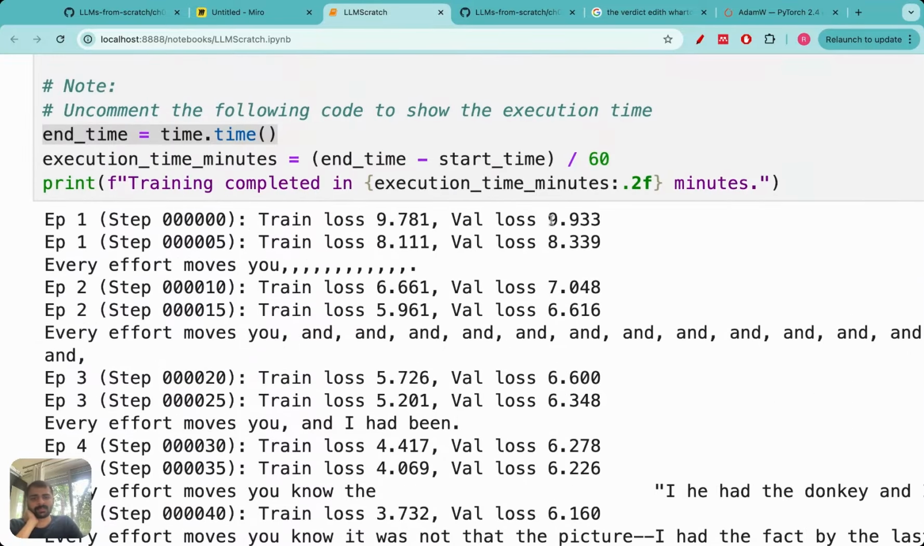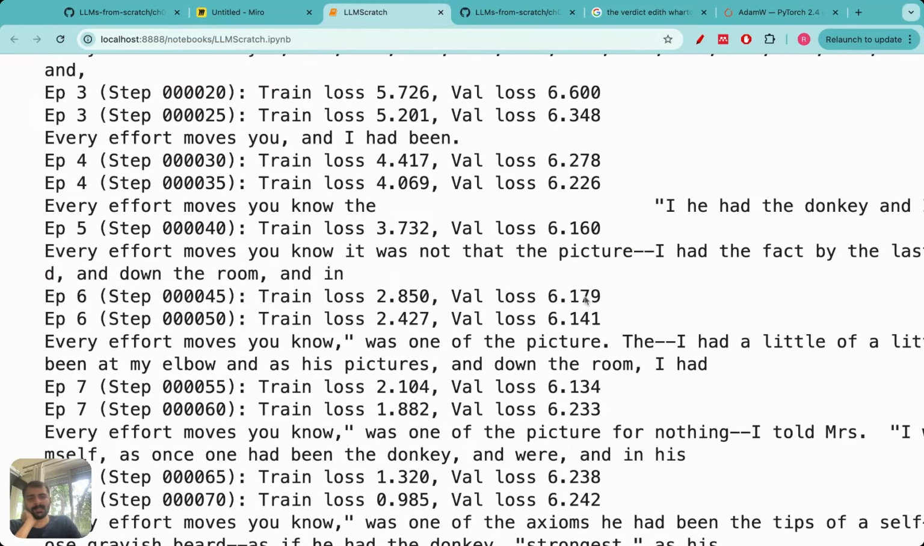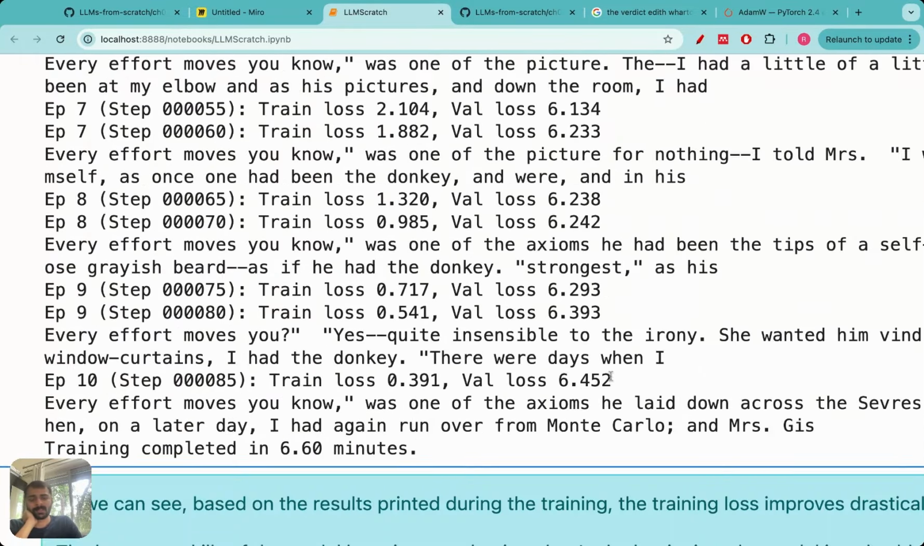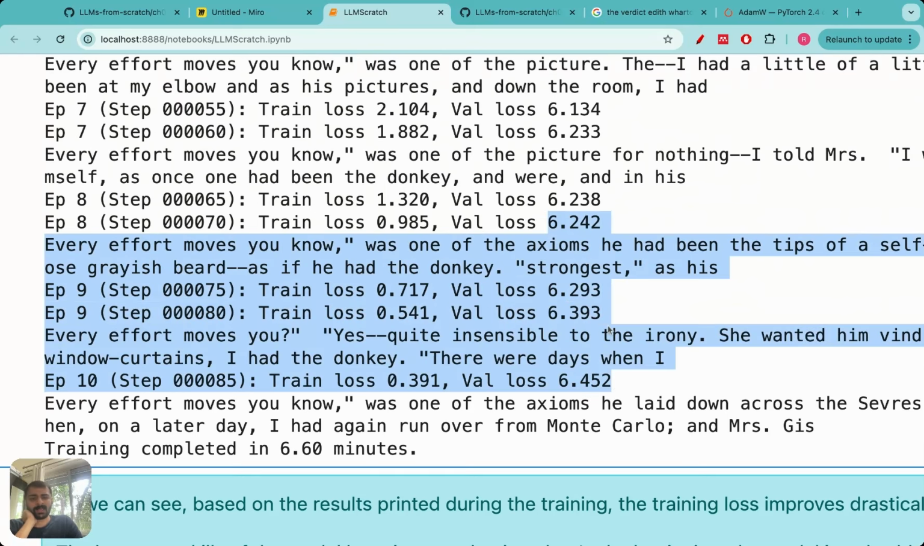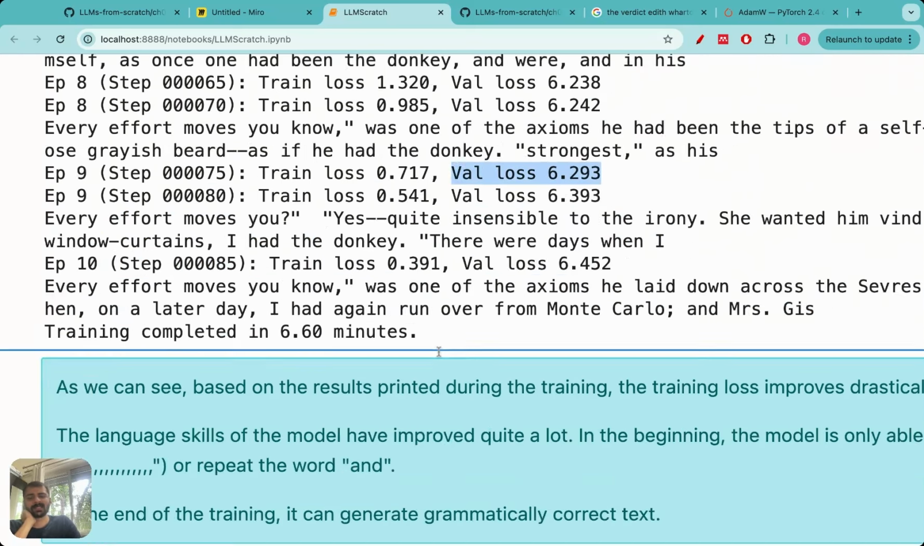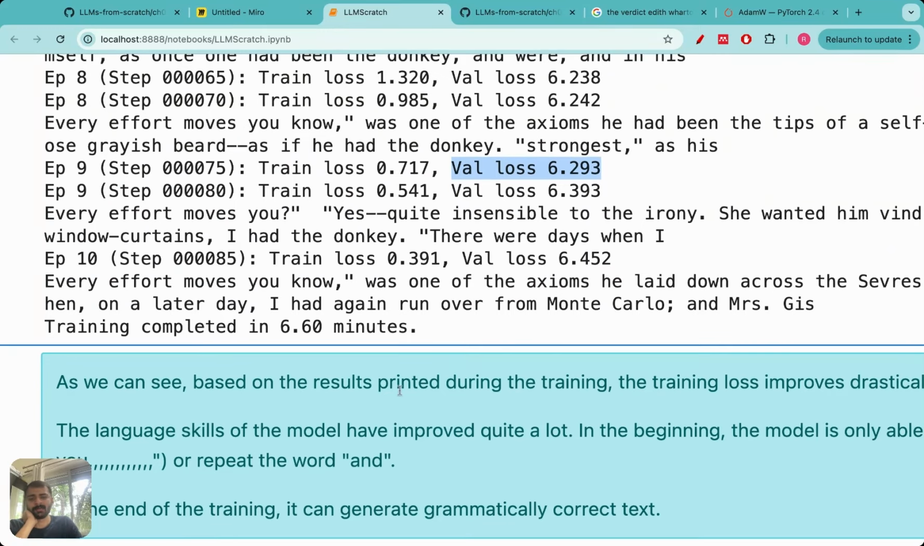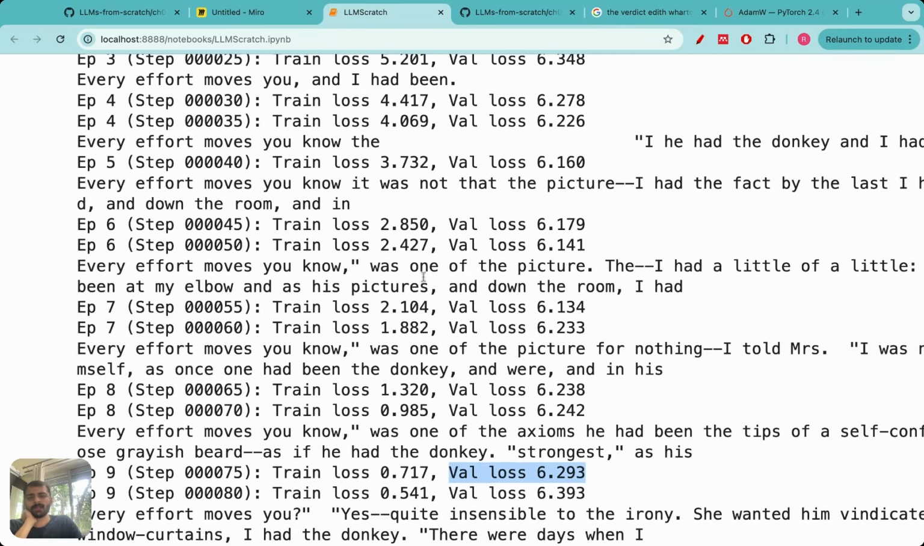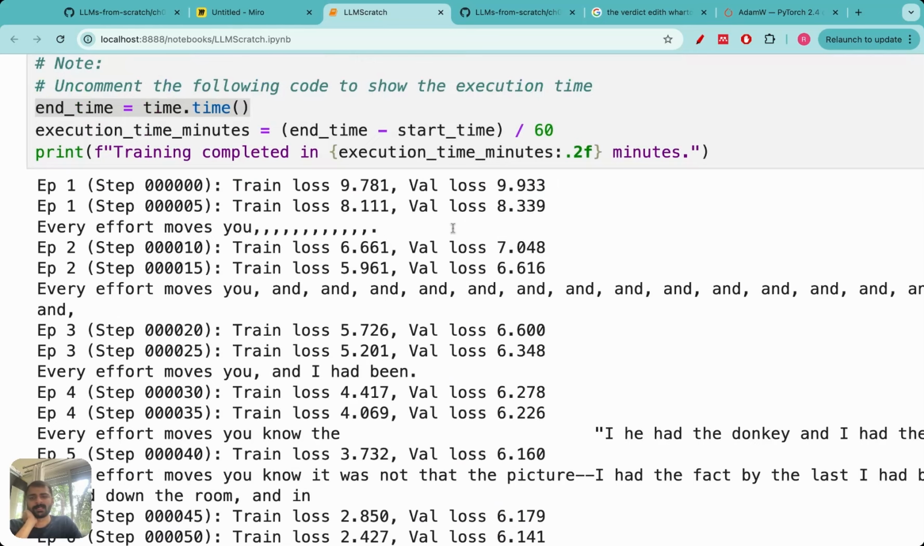The validation loss, as you see, started from 9.933 and it did not decrease that much. It stagnated at around 6.4, 6.3, 6.2. This is a classic sign of overfitting. We'll come to that in a bit. But let's look at what the LLM has predicted and does it make sense.